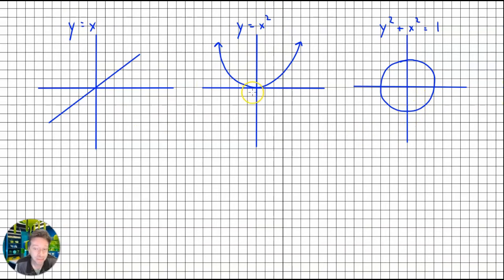So the first two examples are functions. The last one is not a function. Now we can still call the last one a relation. They're all relations because we show how one variable is related to another. But the last one is not a function.